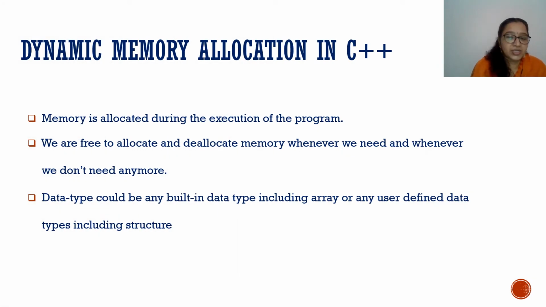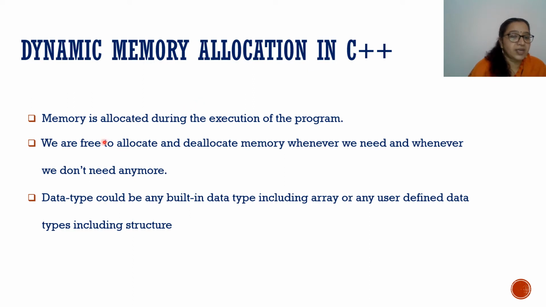Dynamic memory allocation in C++. See, these are the important points to remember. So the first point is memory is allocated during the execution of the program. This is the first and important point. So the memory will be allocated at the execution time, or at the run time of the program. But in static memory allocation, the memory will be allocated at the compilation time, not on execution time.